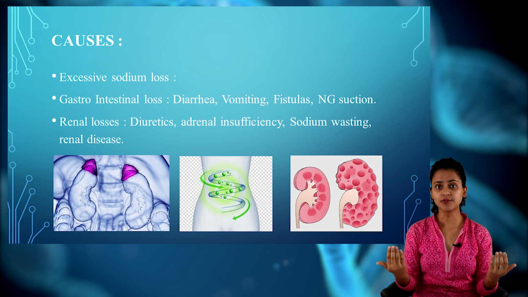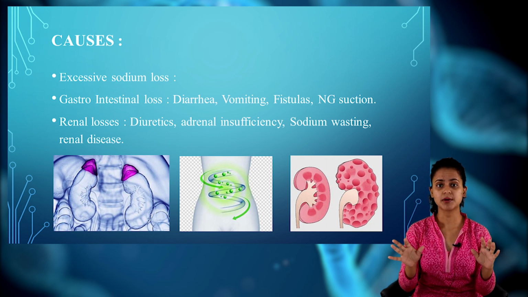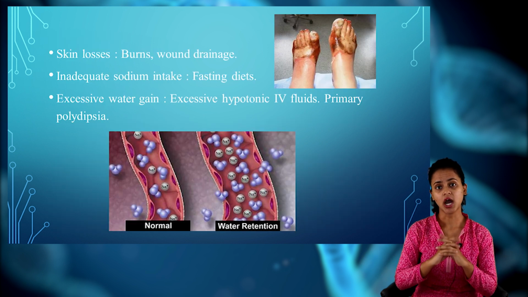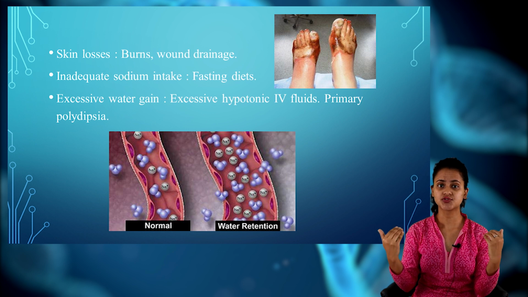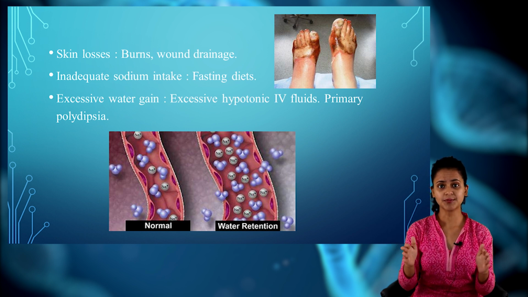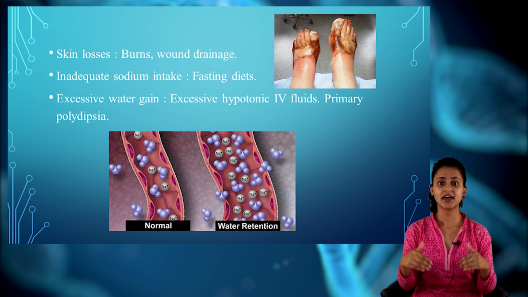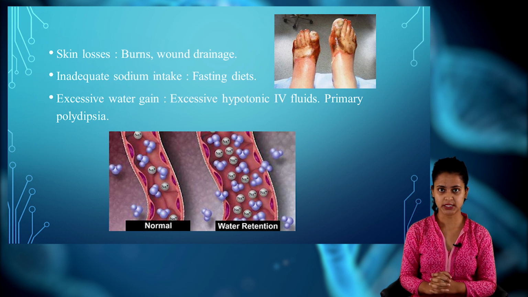So examples of conditions which promote the chances of the development of hyponatremia include burns and traumatic wound drainage. The common causes also include inadequate sodium intake through the diet. So, if a person is avoiding sodium-rich food, they definitely have an increased chance for the development of hyponatremia.